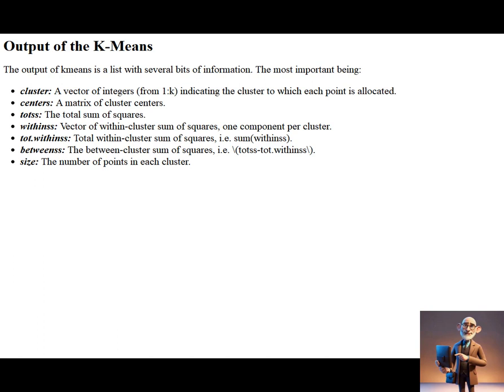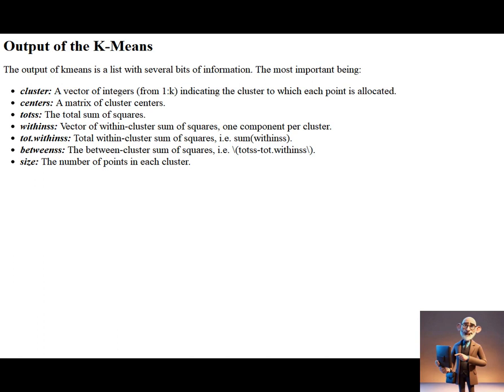Now that we've executed the K-means clustering algorithm, let's explore the output it provides. The result of the K-means function is a list containing several important pieces of information. Let's delve into the key components of this output. Among the various components, the most crucial ones are cluster. This is a vector of integers ranging from 1 to the specified number of clusters, K. Each element in this vector corresponds to the cluster to which a data point is allocated.